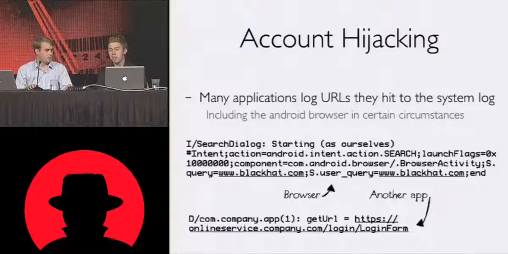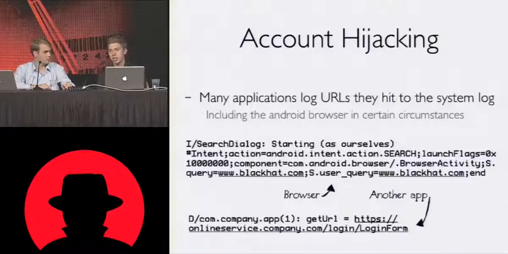On Android, many applications log URLs that they hit to the system log. And this actually includes the Android browser in certain circumstances. On this page, you can see two such log entries. The first is what the browser would do if I typed www.blackhat.com into the search bar.